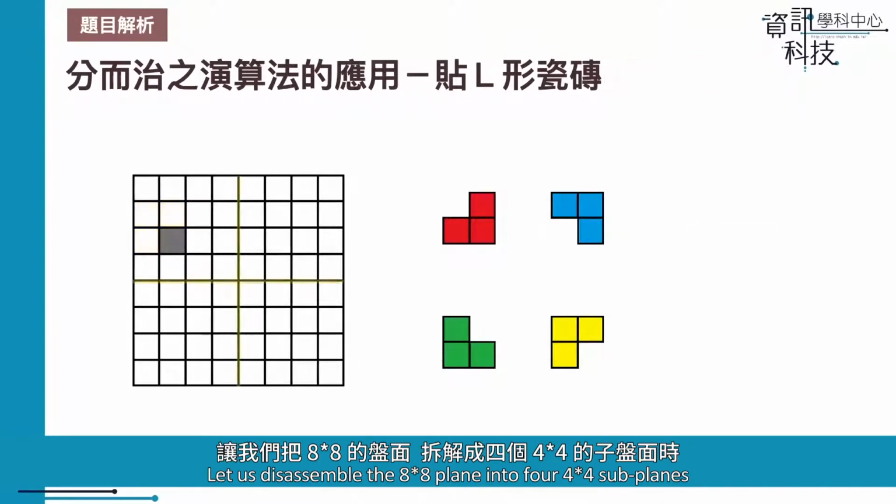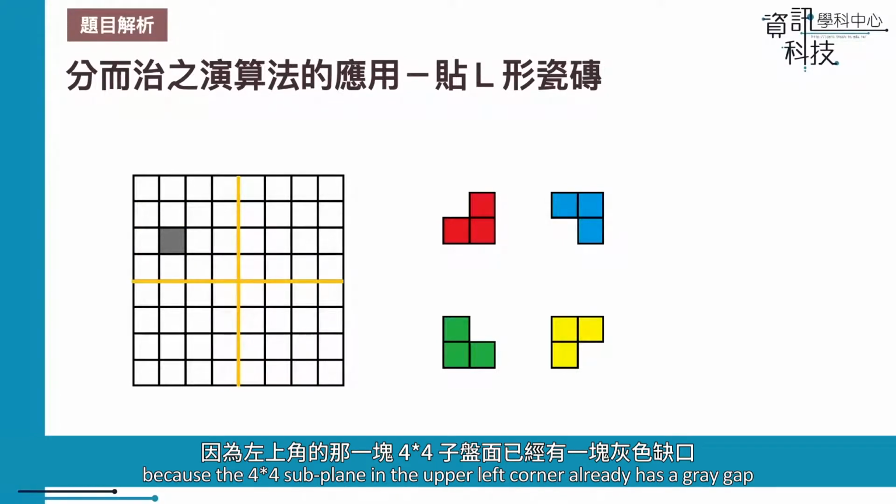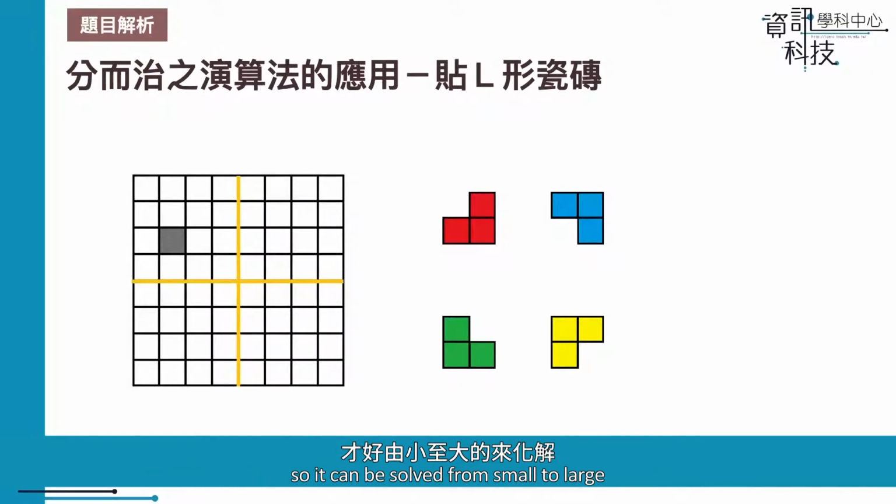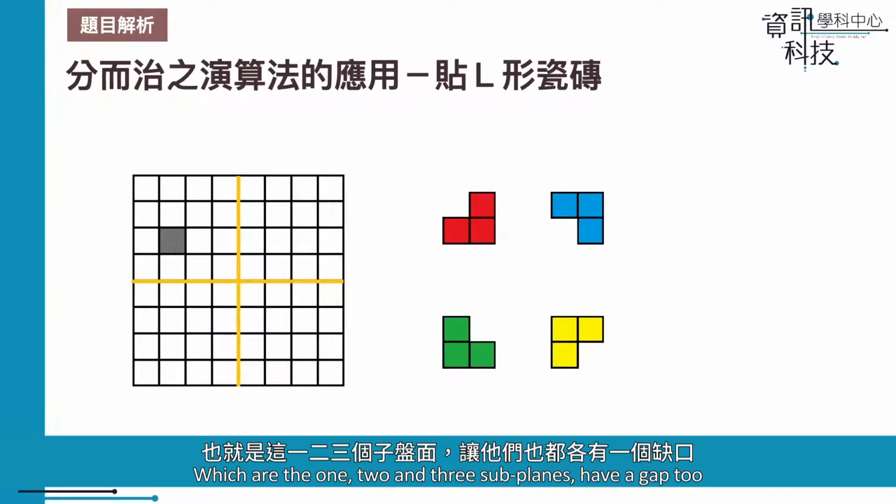Let us disassemble the 8 times 8 plane into 4 times 4 subplanes, because the 4 times 4 subplane in the upper left corner already has a gray gap. And the small problem after disassembling should be similar or the same, so it can be solved from small to large. So, we're going to make each of these other 3 planes, which are the 1, 2, and 3 subplanes, have a gap too.